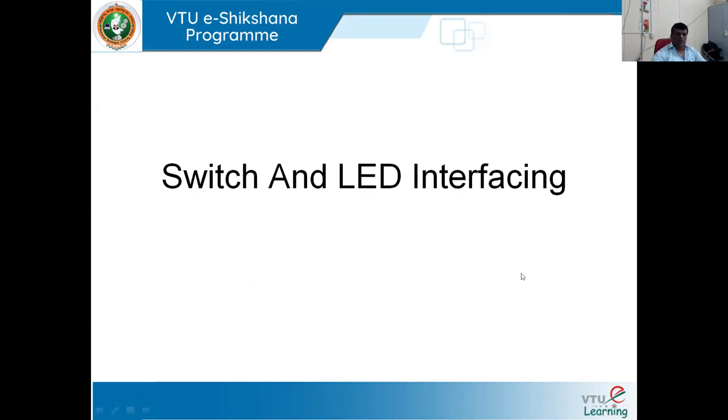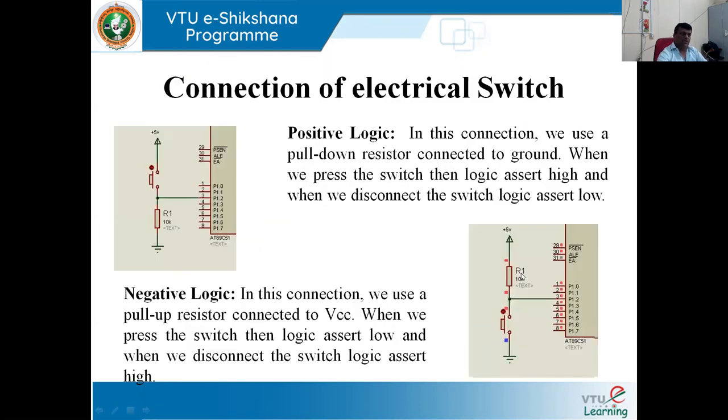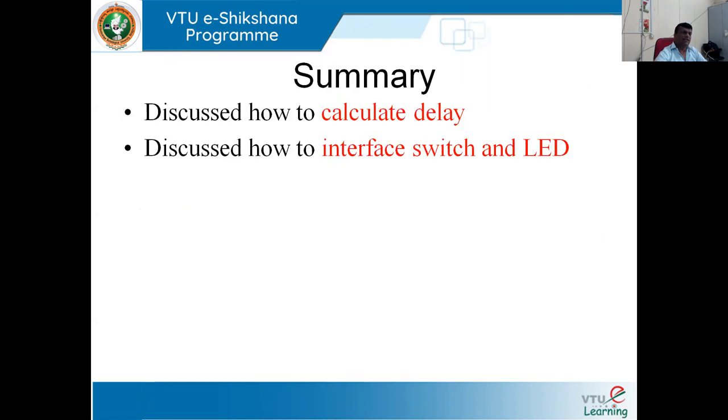And then we also discussed the interfacing of switch and LED to the microcontroller. Briefly, we discussed the LED, light emitting diode, which has two terminals, anode and cathode. Then we discussed the switch. Then we discussed the two logics, positive logic and negative logic, with the help of pull-down and pull-up resistors. And then we also wrote a simple program wherein we interfaced a switch and LED, switch on the input side, LED on the output side. So this is the end of module 3.